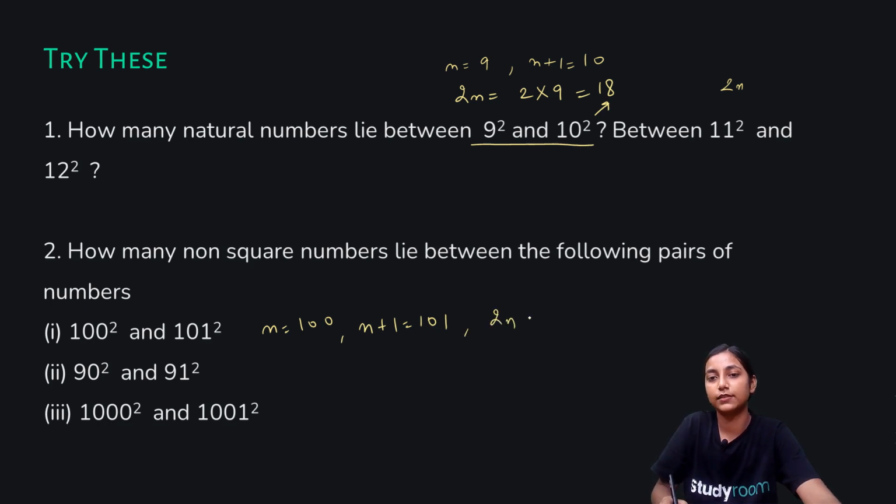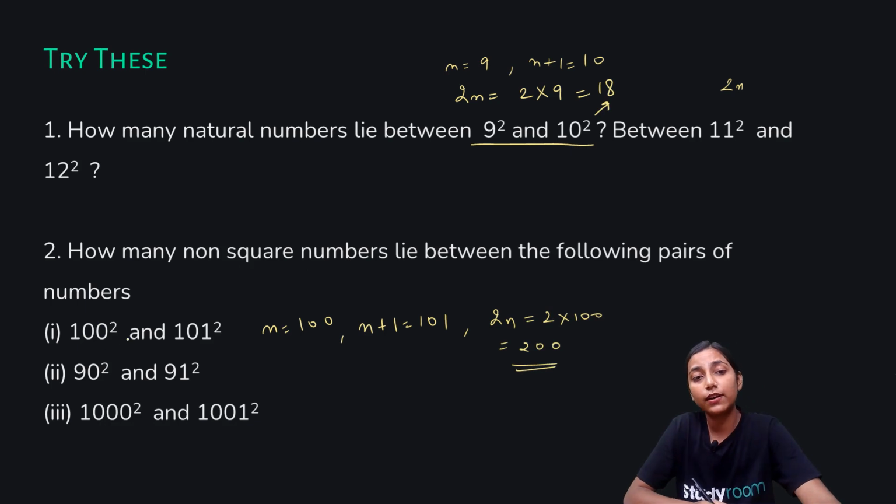2n. The answer will be 2n, that is 2 into 100, that is 200. So there are a total of 200 non-square numbers that lie between the square of 100 and the square of 101. Do this, use the same formula, find the answers for these two parts and this one yourself. It's very easy, just take a hint from here.